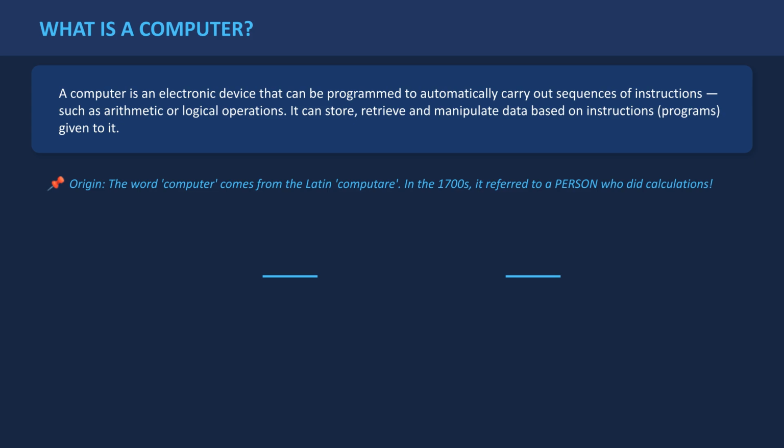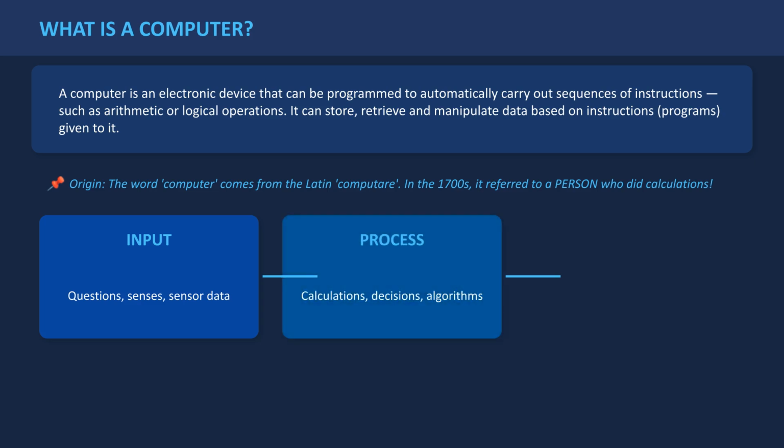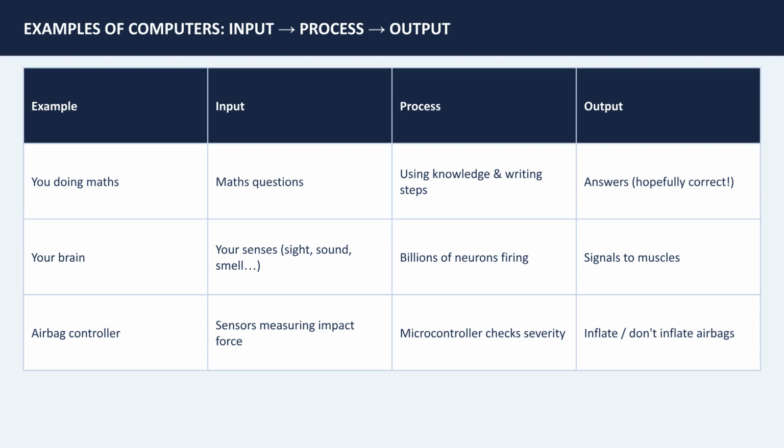A computer is an electronic device that carries out sequences of instructions automatically. It stores, retrieves, and manipulates data based on programs. The process involves input, where data enters, process, where calculations and algorithms occur, and output, which includes answers or actions. Let's look at some examples.